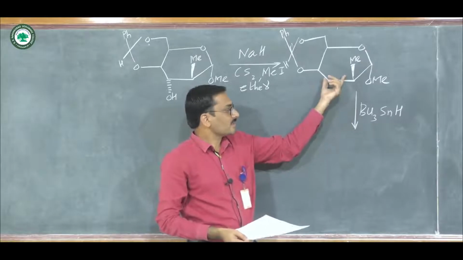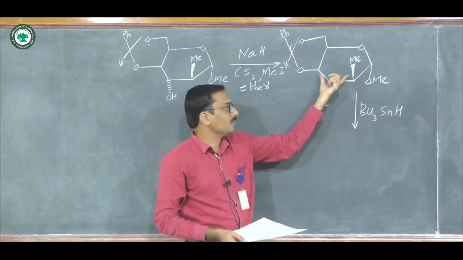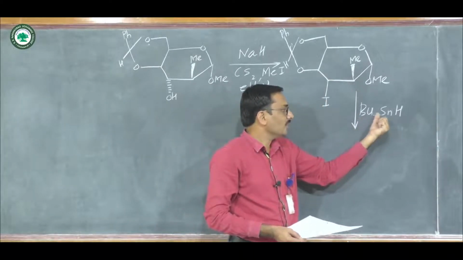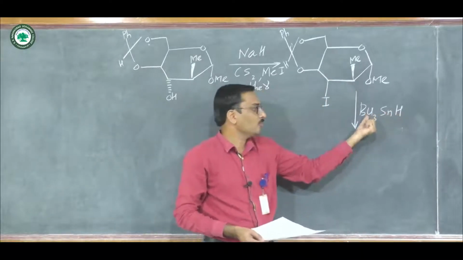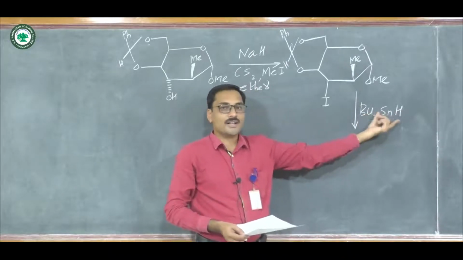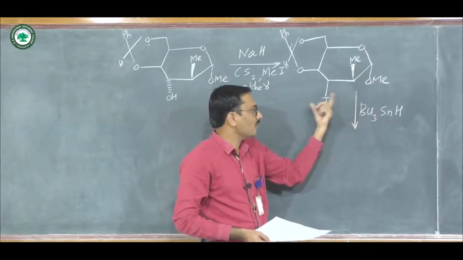Look at this next step. Here this iodine containing intermediate is allowed to react with tributyl-tin hydride, tri-n-butyl-tin hydride. So this reagent acts as a reducing agent. So this reagent replaces this iodine.